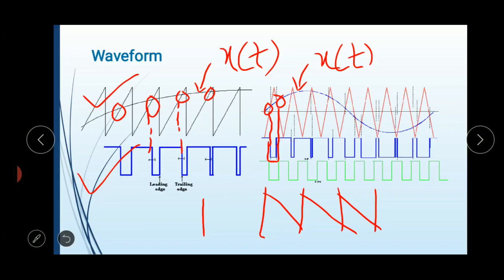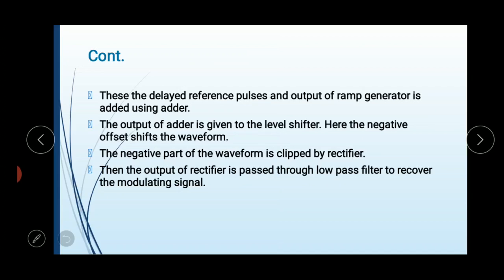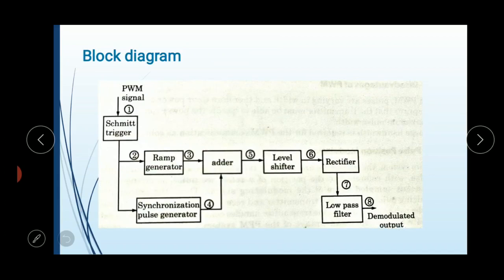Next is the demodulation part. Demodulation of pulse width modulated signal. So this is the theory part. We just go to the block diagram. The block diagram consists of Schmitt trigger, ramp generator, synchronization pulse generator, adder, level shifter, rectifier and low pass filter.